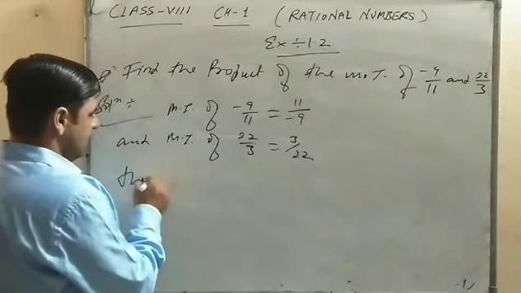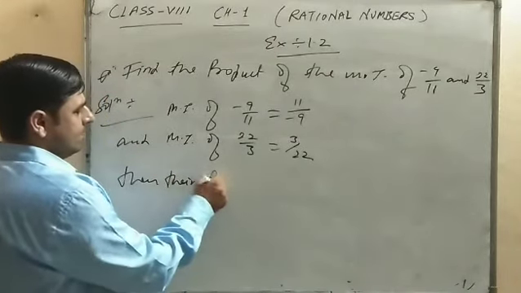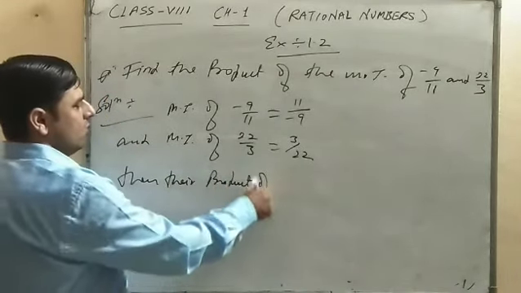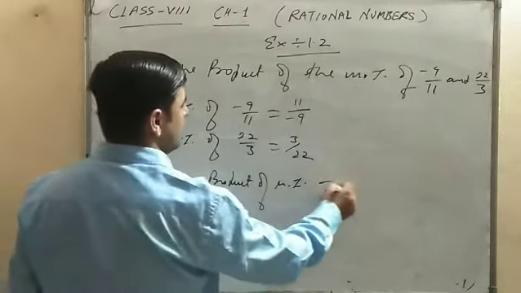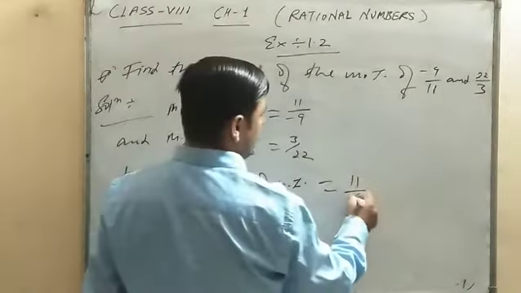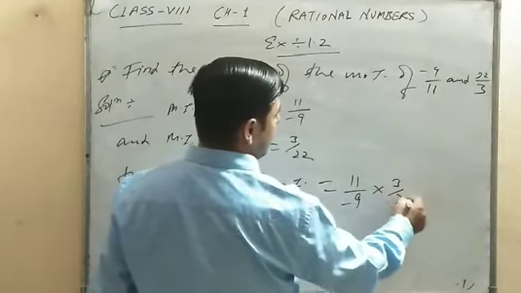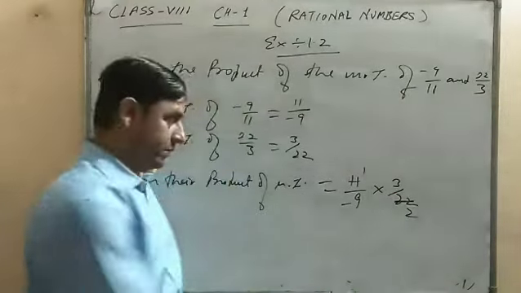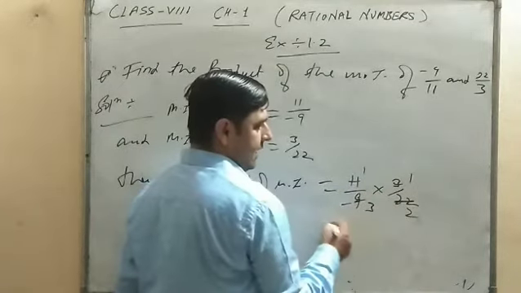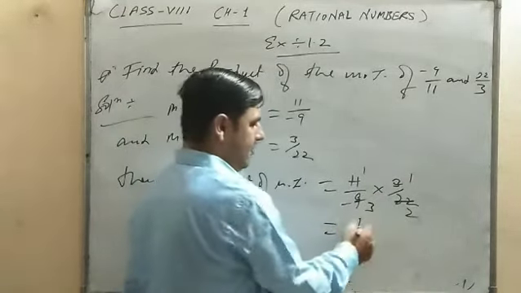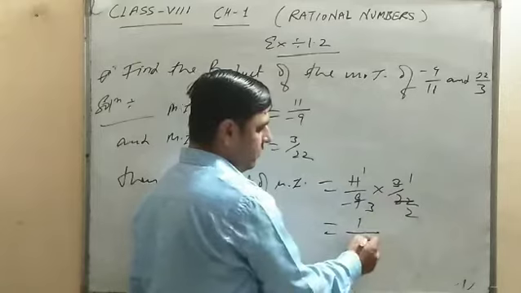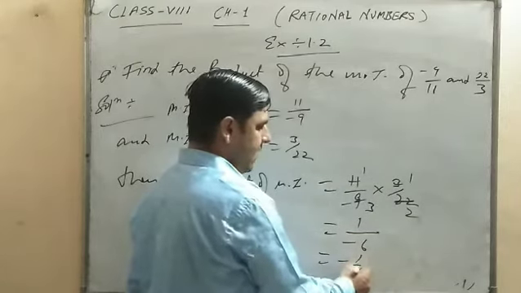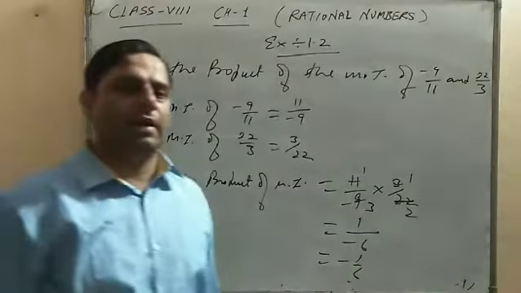Then their product: the two multiplicative inverses, 11 upon minus 9 and 3 upon 22. 11 1 is 11, 11 2 is 22, 3 1 is 3, 3 3 is 9. So 1 into 1 is 1, minus 3 into 2 is minus 6. So the result is minus 1 by 6.